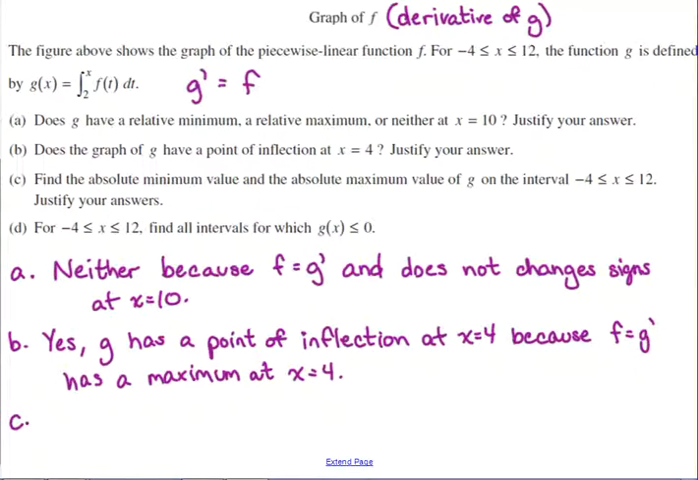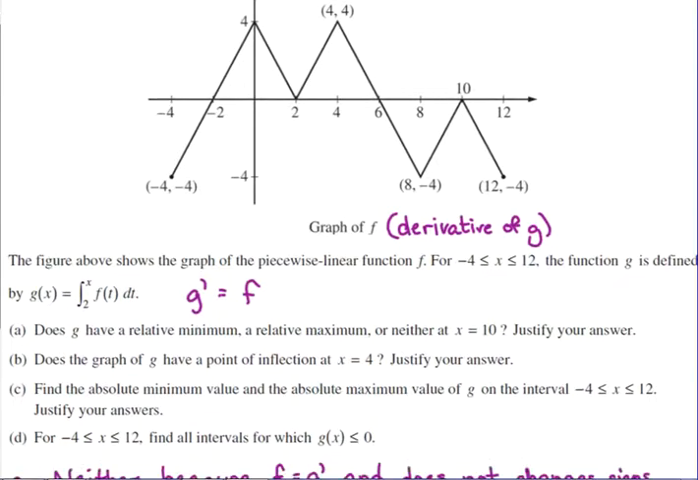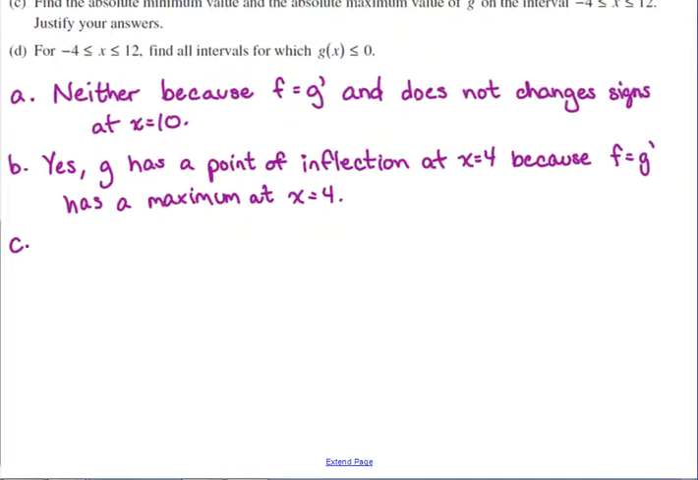All right, part C, find the absolute minimum value and the absolute maximum value of G on the interval from -4 to 12. Justify your answers. So let's identify our candidates: -2 and 6 and our endpoints, because those are the only places where we have sign changes. But we also need to check our endpoints. So I'm just going to jump straight to a table since they asked for the minimum and the maximum. Sorry, that should be a G. So my endpoint -4, a possible point -2, possible point 6, and the other endpoint of 12.